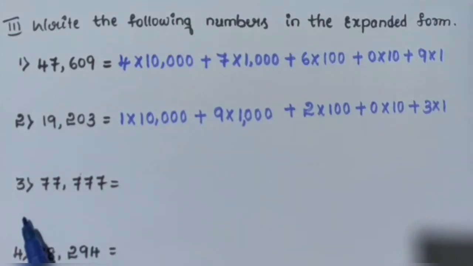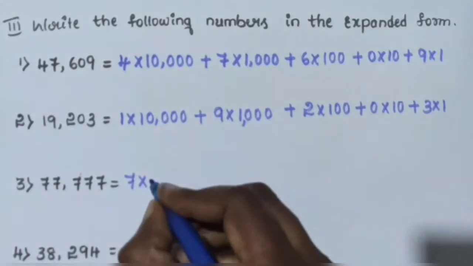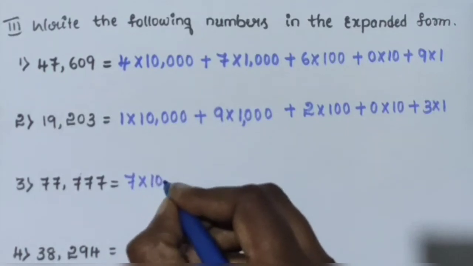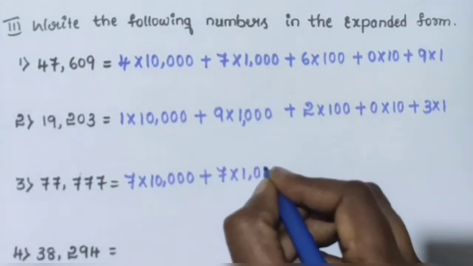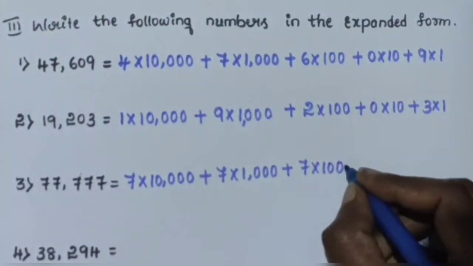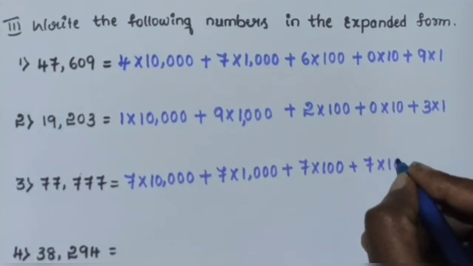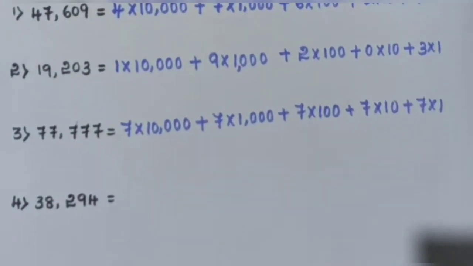Next, question number 3, 77,777. 7 is the units place, 7 is the tens place, 7 is the 100s place, again 7 is the 1000s place, and 7 is the 10,000s place. Then 7 is the 10,000s place, 7 into 10,000 plus 7 into 1000 plus 7 into 100 plus 7 into 10 plus 7 into 1.